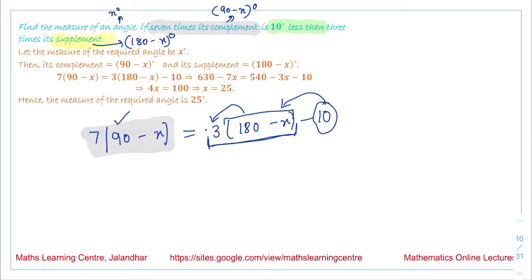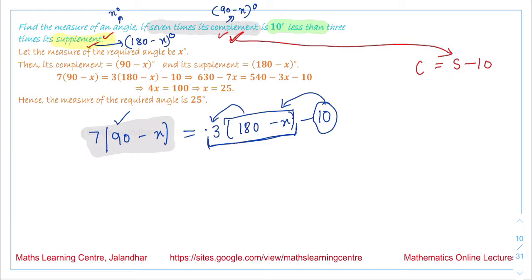So the first thing we are talking about is which one of these is greater, the complement of that angle or the supplement of that angle. It is the supplement of that angle that is greater. So whatever the value of the supplement, when we subtract 10 from it, the answer we get is the complementary angle, because the complementary angle is 10 less than the supplementary angle.